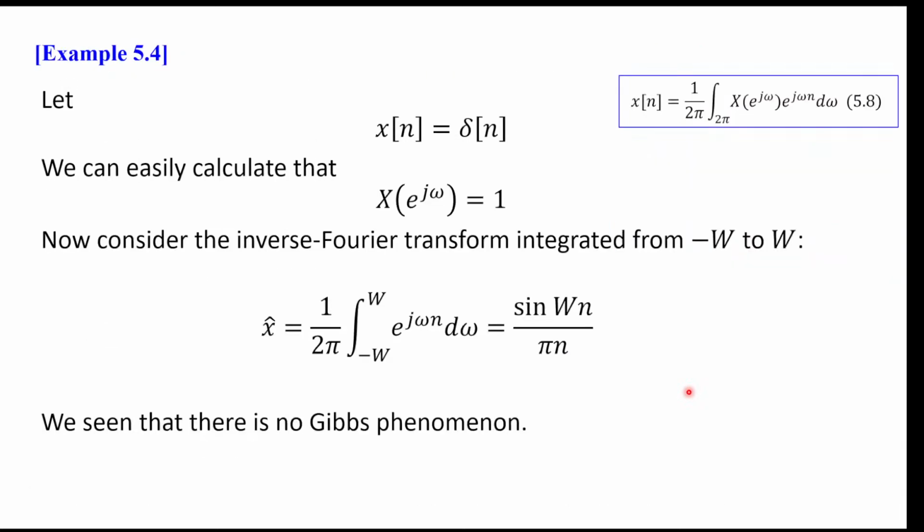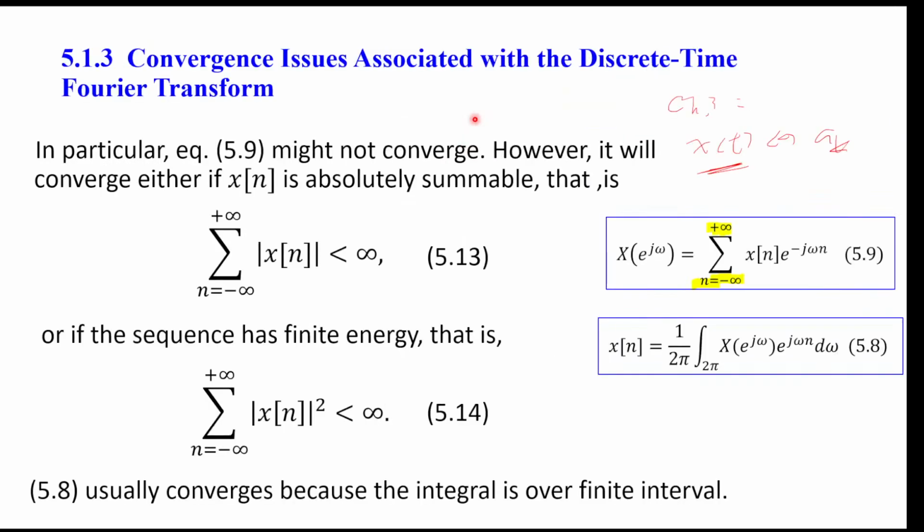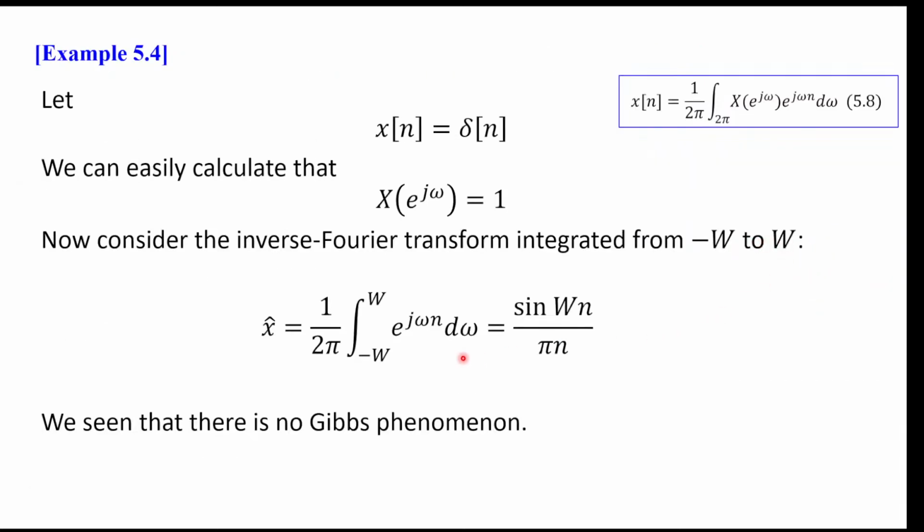Let's see some examples of the convergence. So x of n equal to delta of n. Delta of n is a very convergent signal, and we can calculate that big X of e to the j omega equals 1, because when you sum over this, there is 1 everywhere since delta of n is nonzero only at n equal to 0. Then you try the inverse Fourier transform on this, and you see that you will converge back nicely.